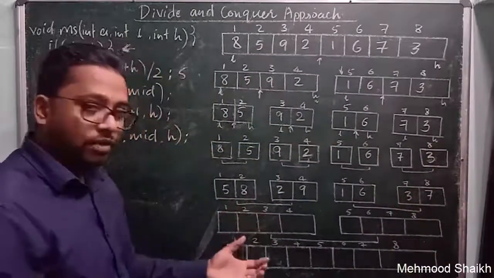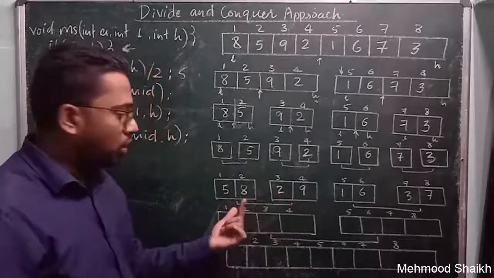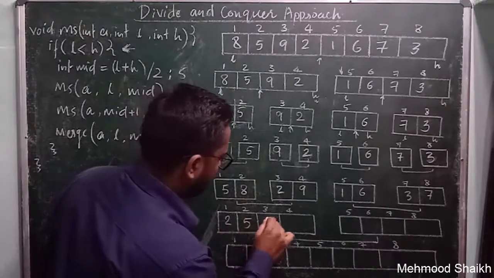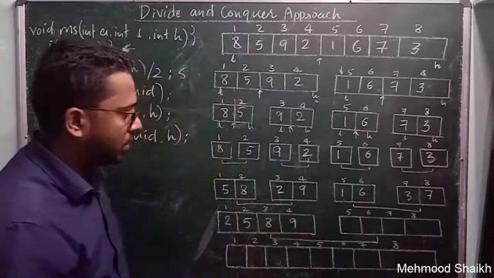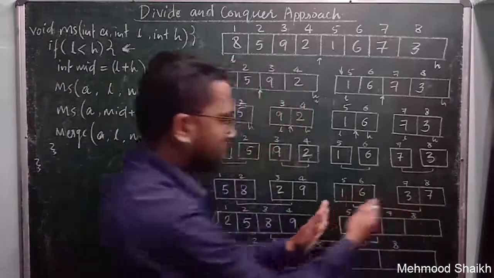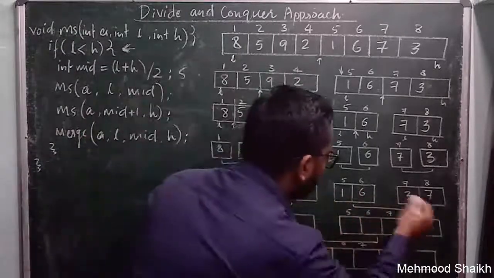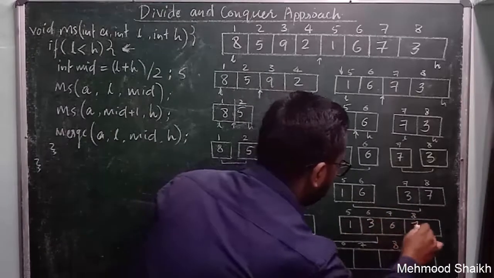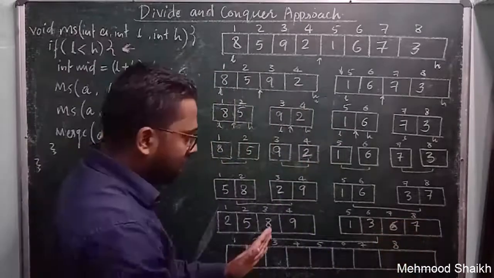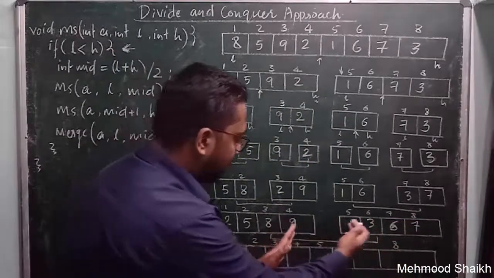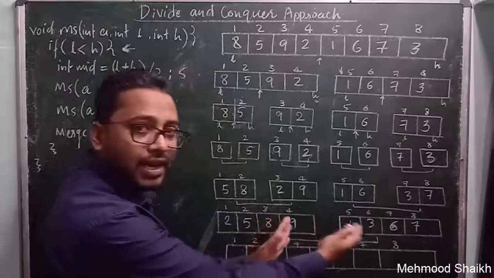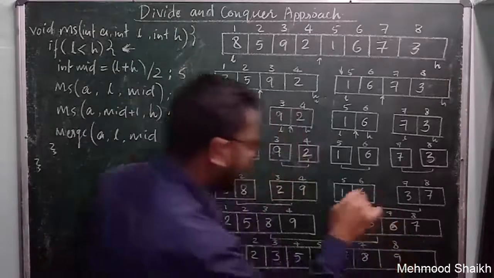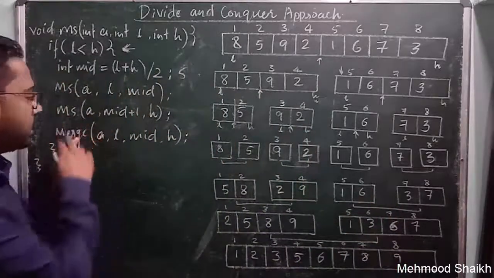Now again we have to merge these two subproblems. We will put 2 here, 5, 8, 9. And here again we have to combine these subproblems. We merge these subproblems by solving them. So this is how I'm solving: 1, 3, 6, 7. After combining, I'm solving the problem. Now at the end we have to make a solution of these two subproblems by comparing and combining. Now 1, 2, 3, and at the end we have 9. That's what we have done with this merge function.